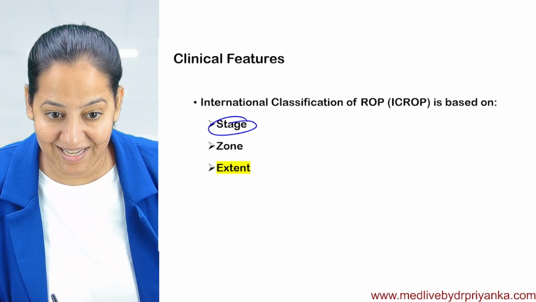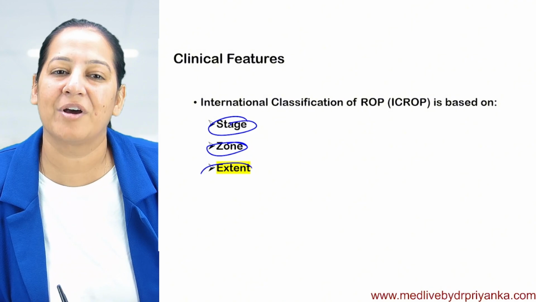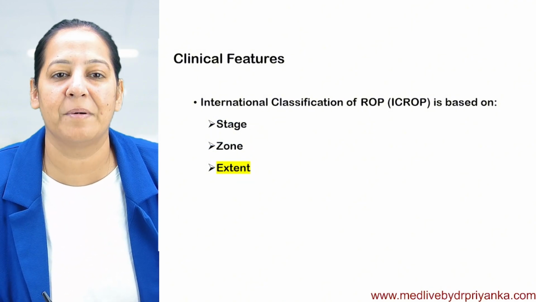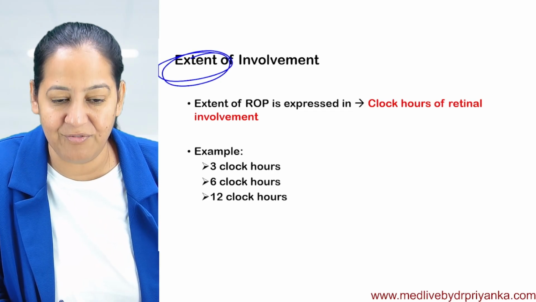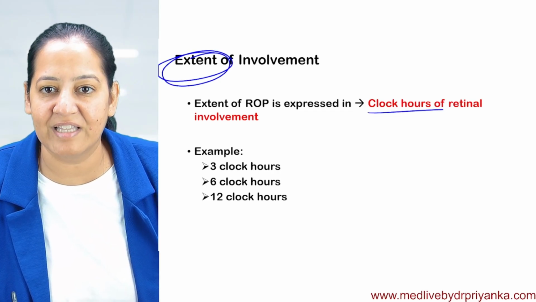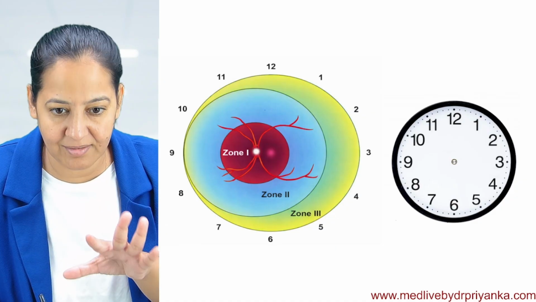So you got the stage, you got the zone. Now coming to the extent of the disease. Let's come to the extent of the disease. For understanding the extent of the disease, you have to understand we are comparing the retina with the clock. Can you see, this is the retina, this is the clock.